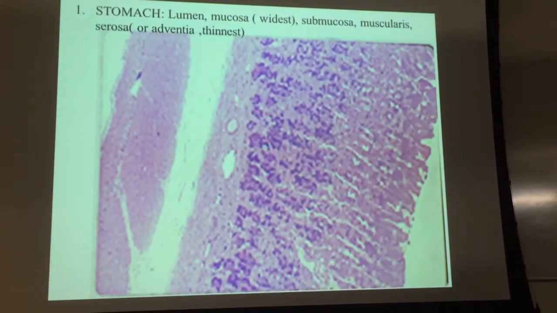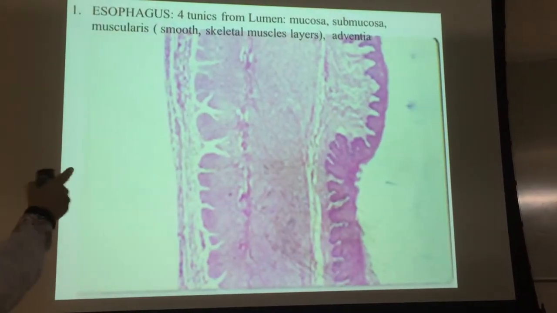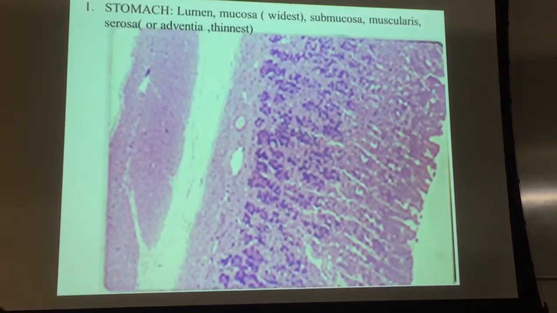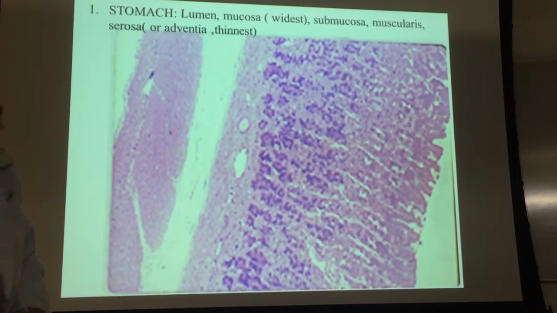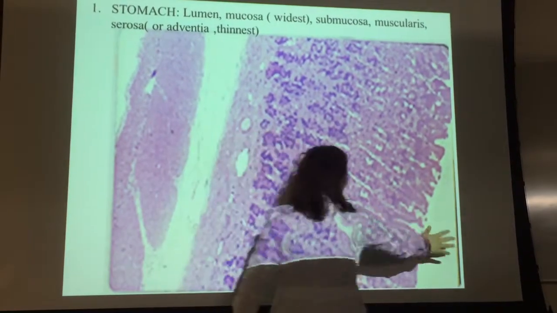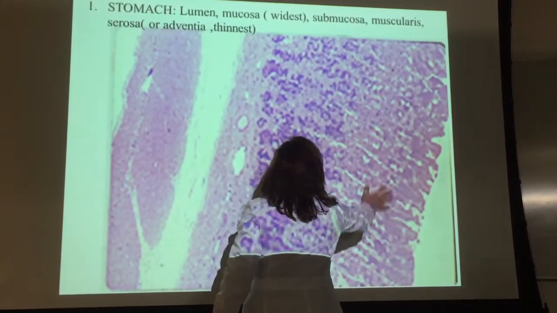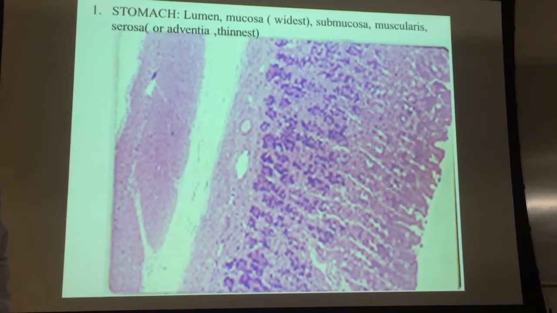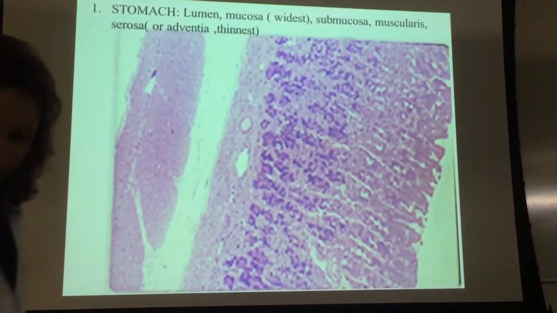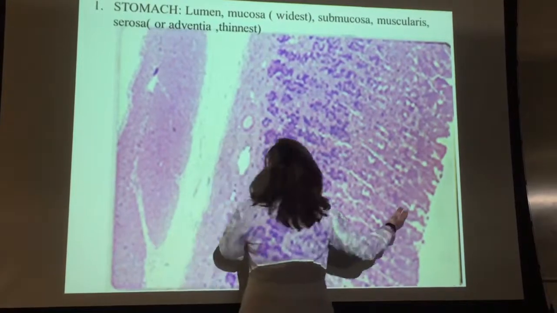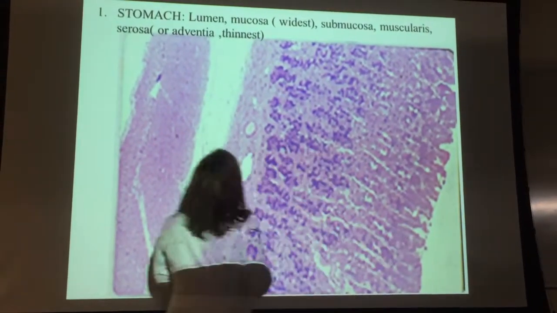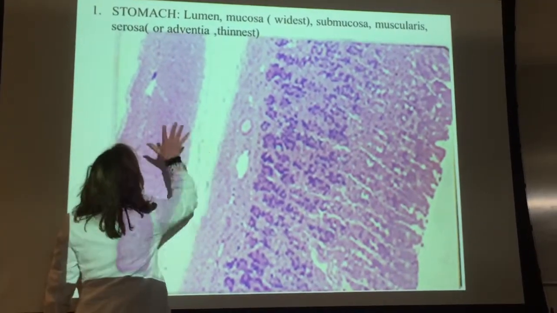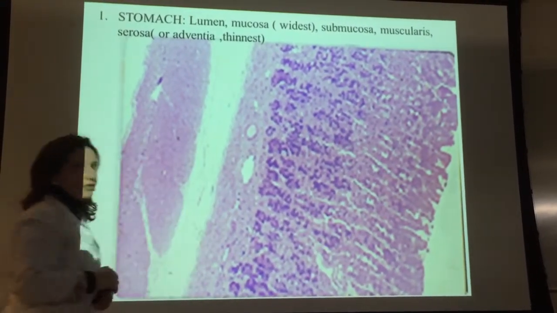So now we're in the stomach. Look at the difference between that and the esophagus. The esophagus looks narrow and skinny, like a tube, and then the stomach doesn't look that way. Okay. So the lumen again is on the right-hand side over here. Here's the lumen. So here is the mucosa. So this whole thing is the mucosa. The submucosa is here, the muscularis is here, and the serosa is over here.